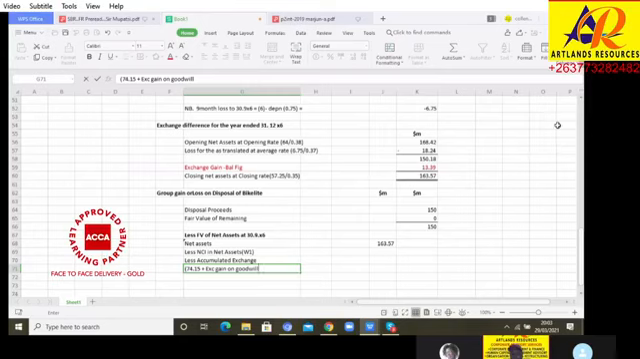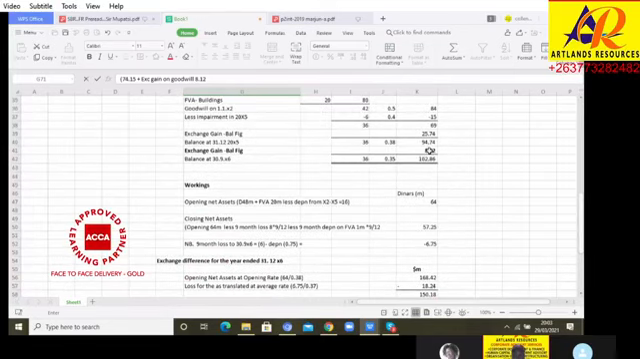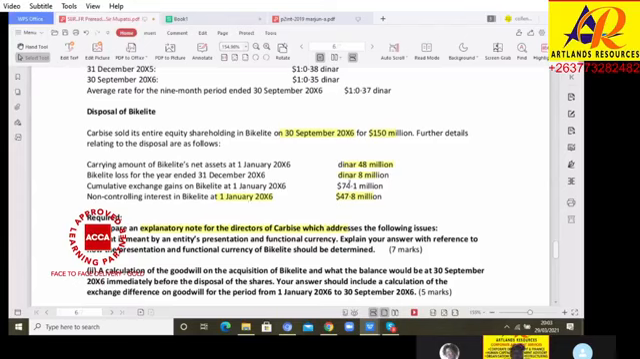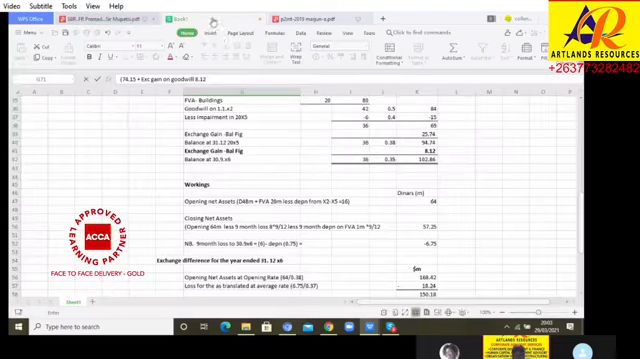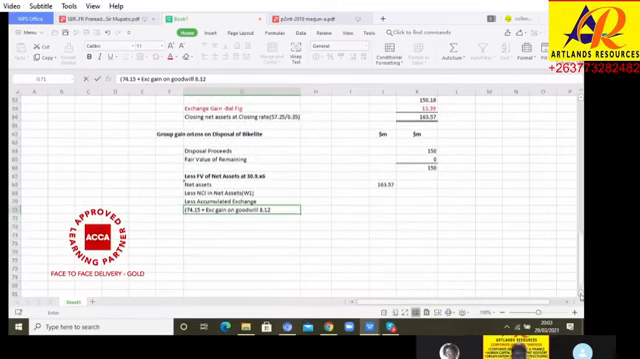Now, exchange gain on goodwill, I calculated it above. I'm just taking it for this year. It was 8.12. We found it on goodwill here. It was 8.12 for this year only, because we are already given exchange gains at 1 January, meaning for the previous years they are already accounted for. We just need it for the 9 months. So for the 9 months we have an exchange gain on goodwill, and we also have an exchange gain on net assets.